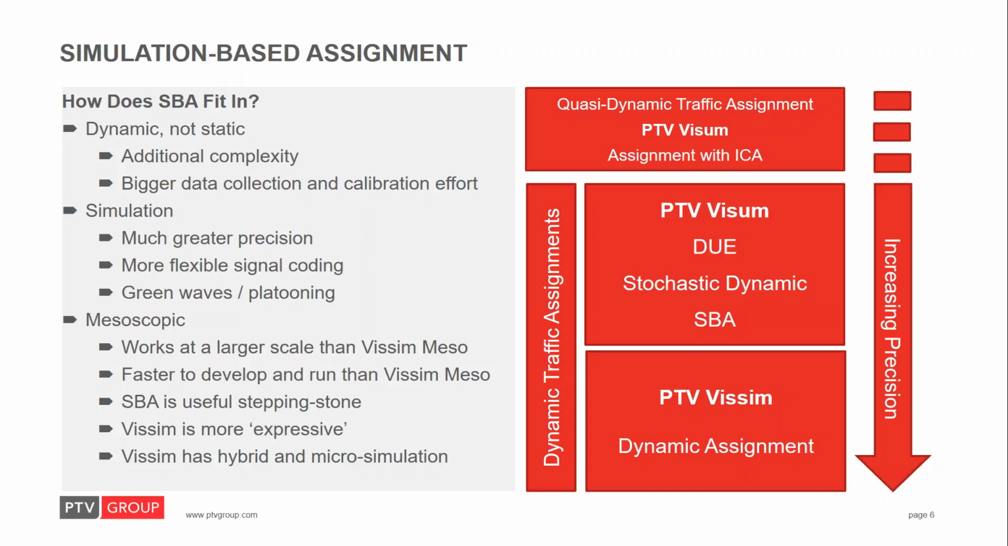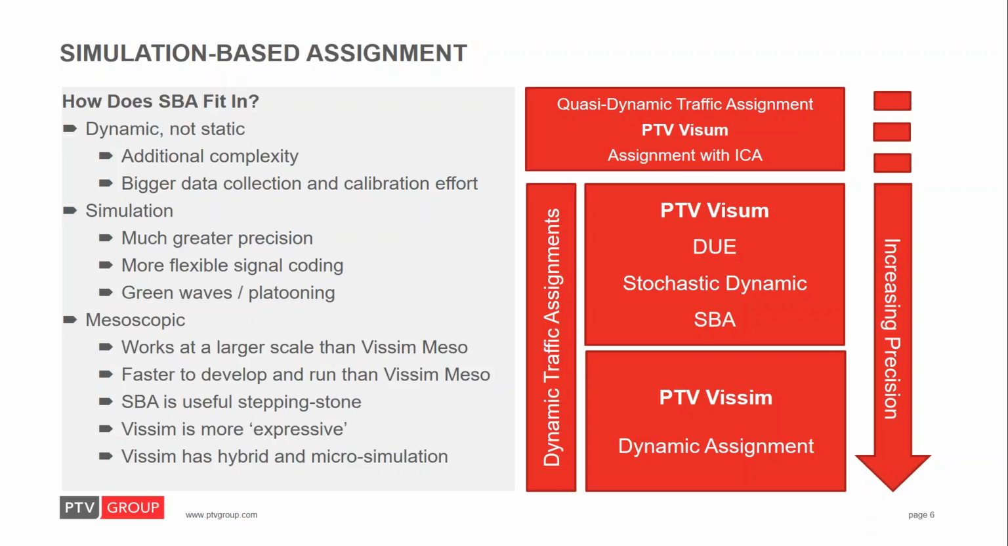In SBA, a simulation is used as opposed to other dynamic methods in Visum, which are based on analytical approaches. Simulation provides greater precision because individual vehicles are moved through the network. More precision is needed also for junction coding because precise signal plans are taken into account. So this also allows to take into account the effects of signal coordination and platooning.